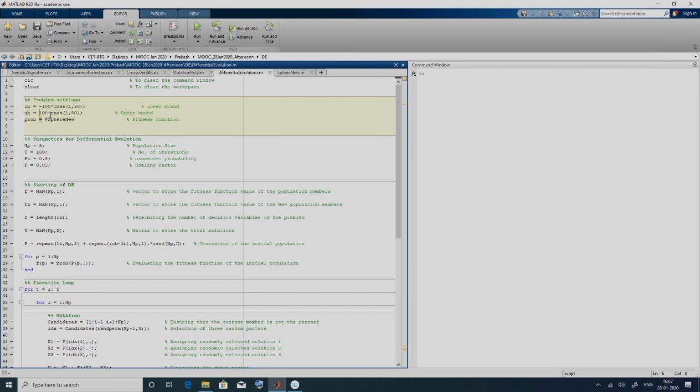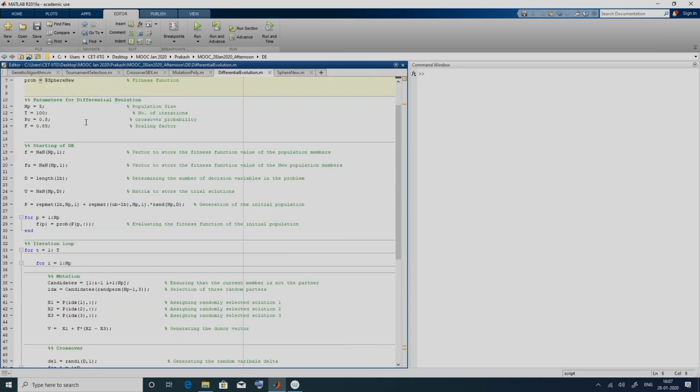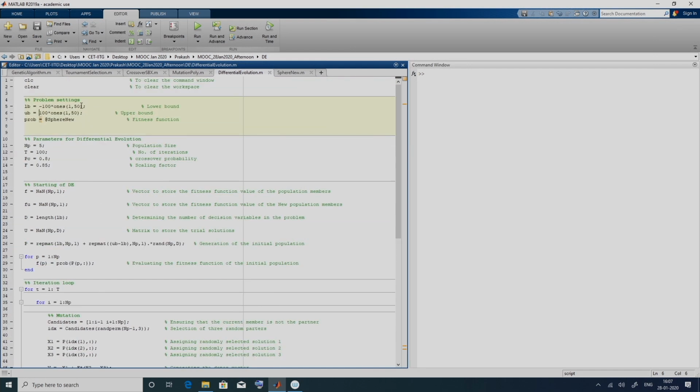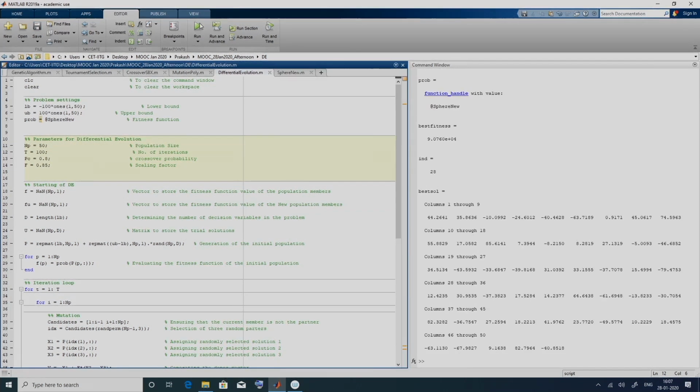As you know, these problems are scalable. So, we just want to test that if the problem size is really big, like instead of 5 variables, let us say it is 50 variables and we are working with a population size of 50 and 100 iterations. Let us see whether it is able to find the globally optimal solution.